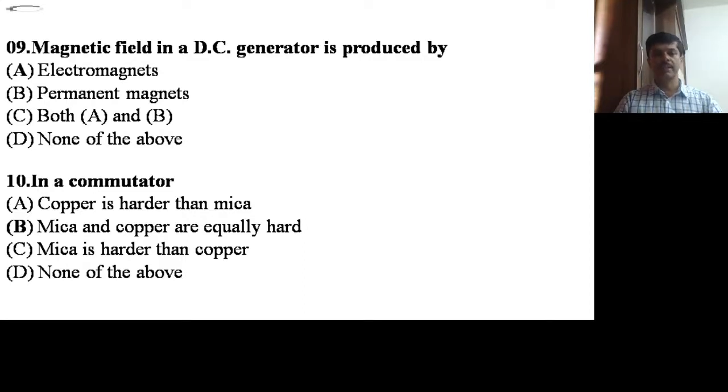Next one is, in a commutator, copper is harder than mica. Mica and copper are equally hard. Mica is harder than copper. None of the above. So in this case, both mica and copper are hard because mica will be used as an insulation between the two copper segments.